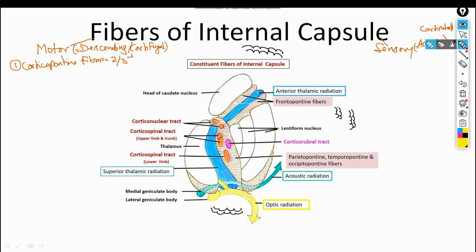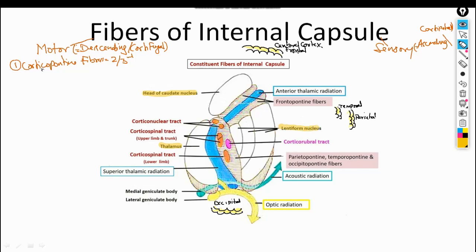Clear? It's highlighted with the yellow one. Now it's better. So, important structures in relation: this thalamus is present posteromedially and this head of the caudate nucleus is present anteromedially, whereas the lentiform nucleus is present laterally.